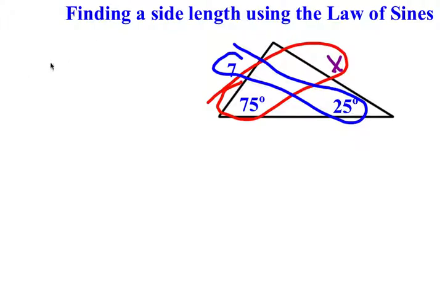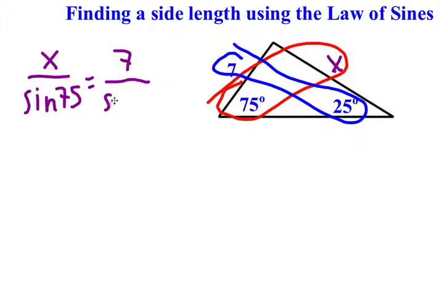Now I like to put the unknowns on top, it makes solving a little bit easier. We know that x is going to match with the 75, so we know it's going to be x over sine 75 is going to equal, now if I'm going side over angle, and I have to go side over angle on the other side, 7 over sine of its opposite angle, which is 25.